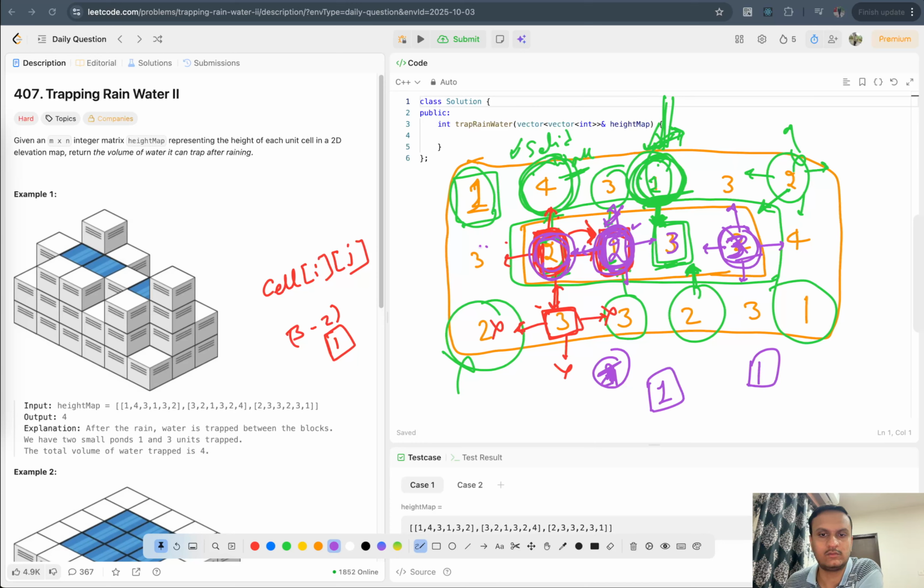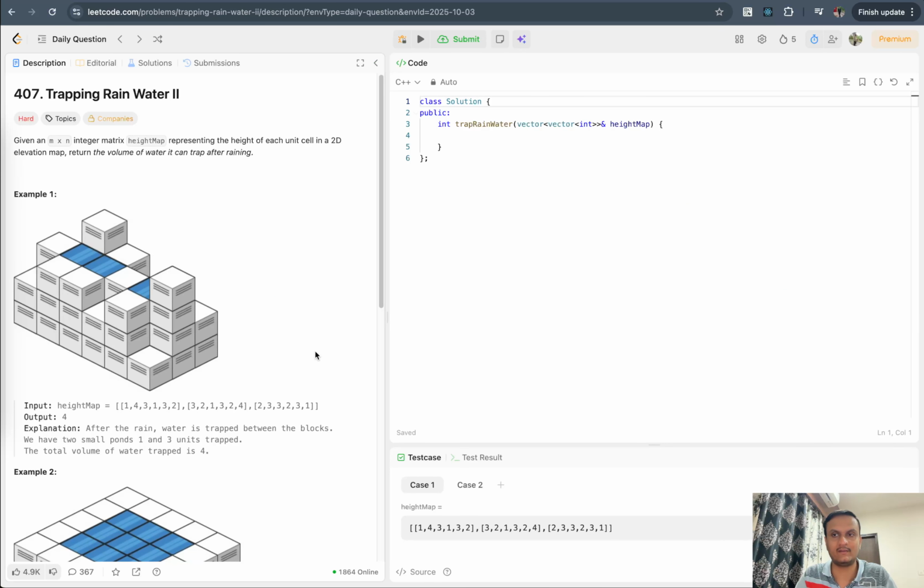Okay, so this is 3 4 3 2. So how much water can we trap? We have to consider these three somehow, so that we can trap 3 units of water here. Otherwise, this 2 will be hallucinating us. We can't trap any water here. Pretty difficult problem to solve, I think.